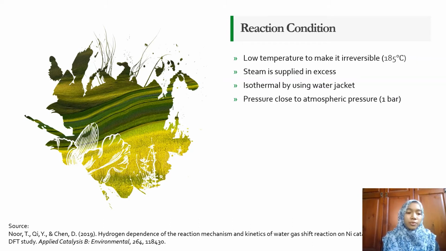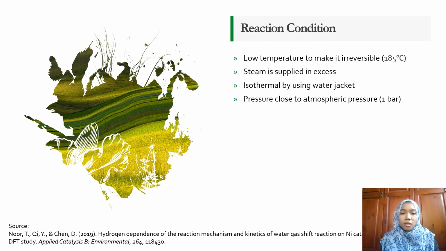And according to our source, which is Noor, Key and Chen, the optimal temperature for a low temperature WGS, using the catalyst 50% of CuO supported by ZnO supported by Al2O3, is between 180 degrees Celsius to 200 degrees Celsius, and therefore the packed temperature is set at 185 degrees Celsius.